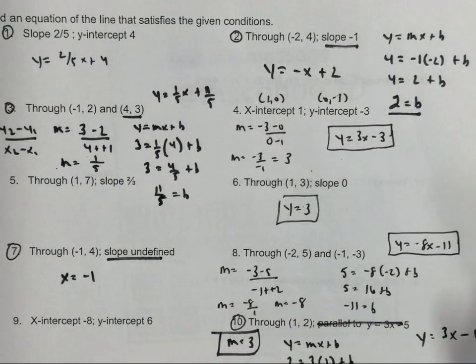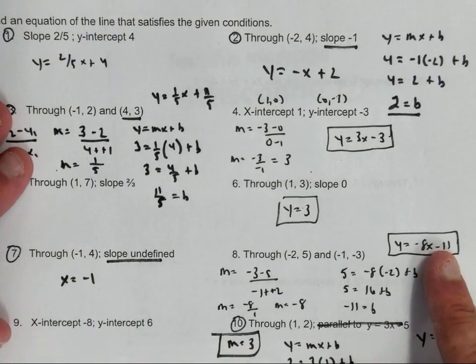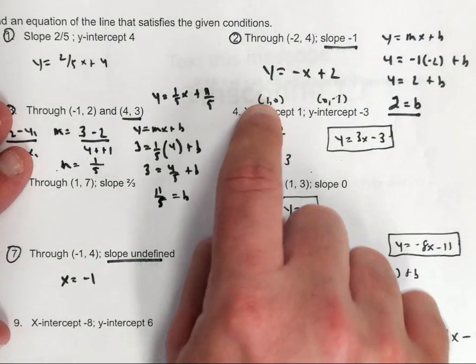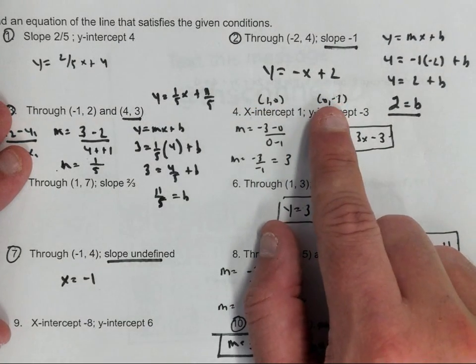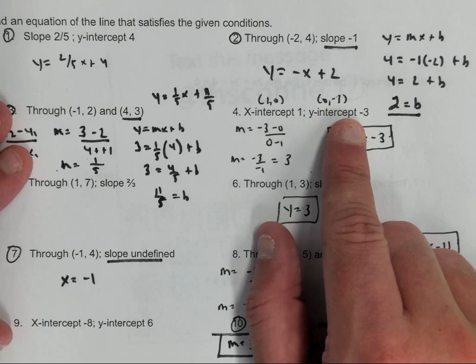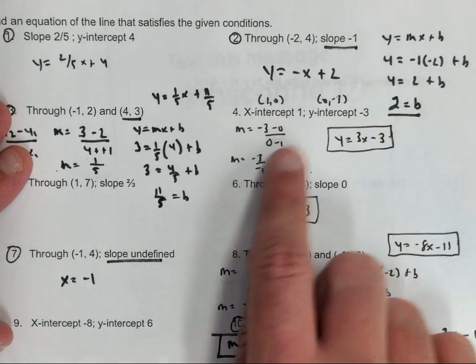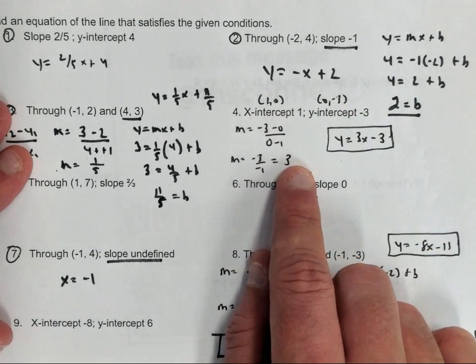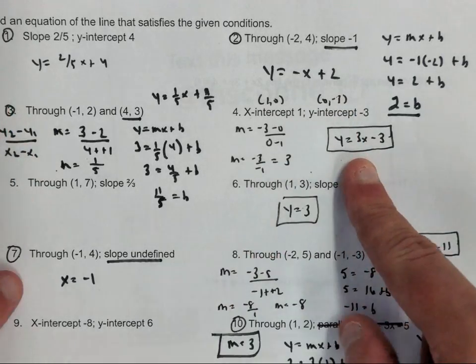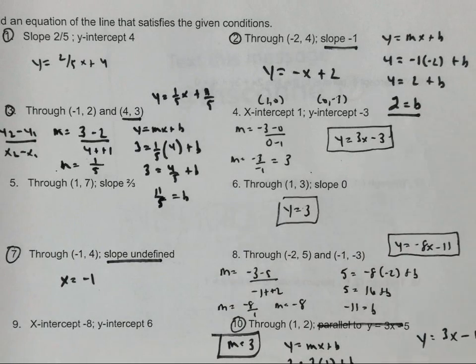Okay, number 4. We talked about this yesterday a little bit. If you have an x-intercept of 1, that means you have the ordered pair (1, 0), and a y-intercept of (0, -3). I have my y-intercept. I just need to know my slope. So I found the slope between those 2 points to be 3. Now that I know this and my y-intercept, I can write the equation y equals 3x minus 3.